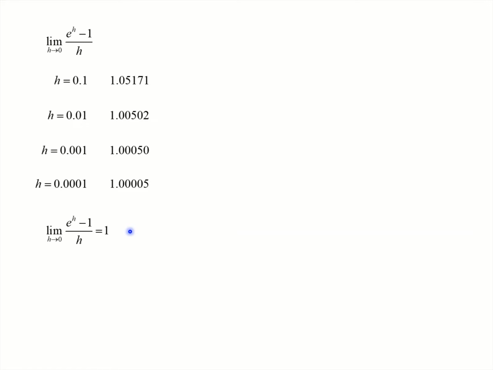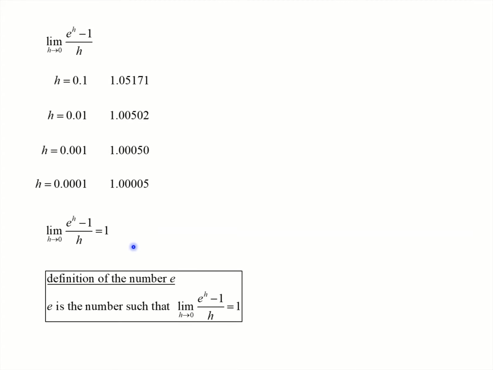Well, if you look at a lot of calculus books and other places, they will actually define the number e using that limit. So I'll put it in a box down here. The definition of the number e. e is the number such that the limit of e to the h minus 1 all over h, as h approaches 0, equals 1. It's kind of a weird way to define a constant. Like when you define pi, you can say the circumference over the diameter, and boom, there's something physical. But this just seems a little bit more mysterious.